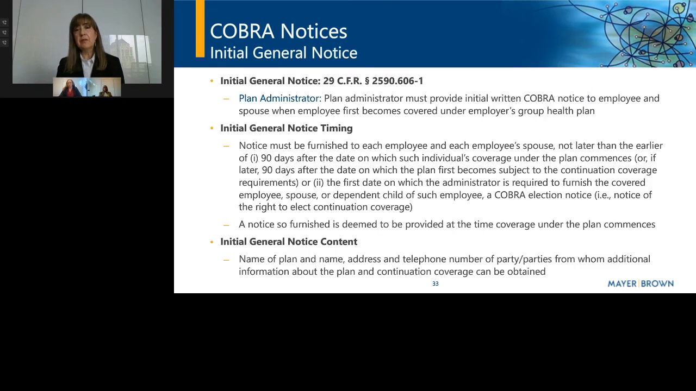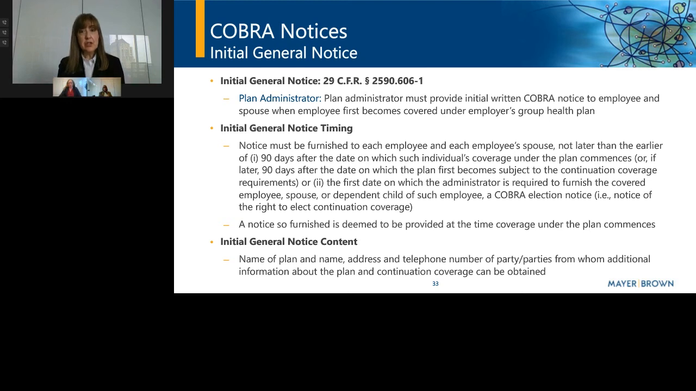So let's get going with this. The initial general notice. That is the notice that the plan administrator must provide to the employee and spouse upon the employee's first becoming covered under the employer's group health plan. So what does it mean to provide it when the employee first becomes covered?